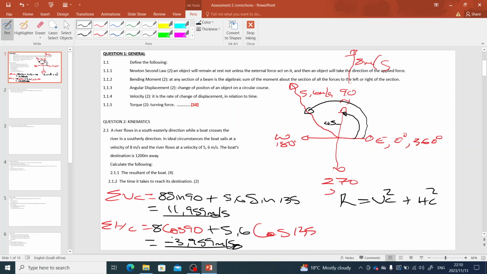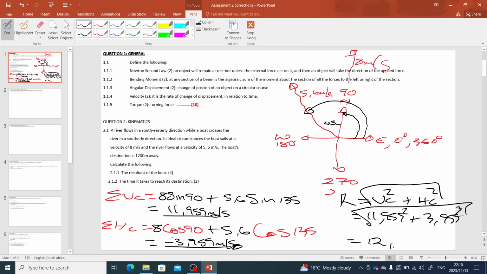Then in calculating the resultant, the resultant equals the square root of the VC squared plus the HC squared. You apply the Pythagoras method. Then it will be the square root of 11,959 squared plus 3,959 squared. Then I get my answer as 12,597 meters per second. If you've used this method, this is what you were supposed to get as your answer.